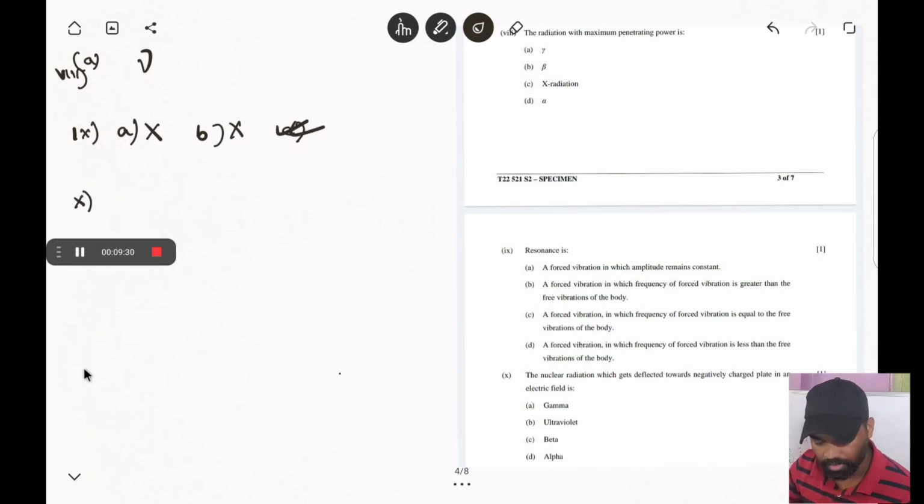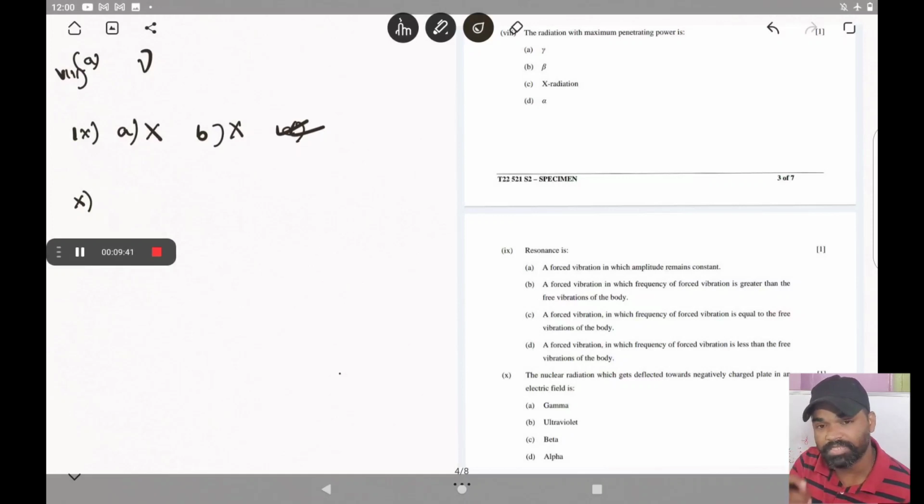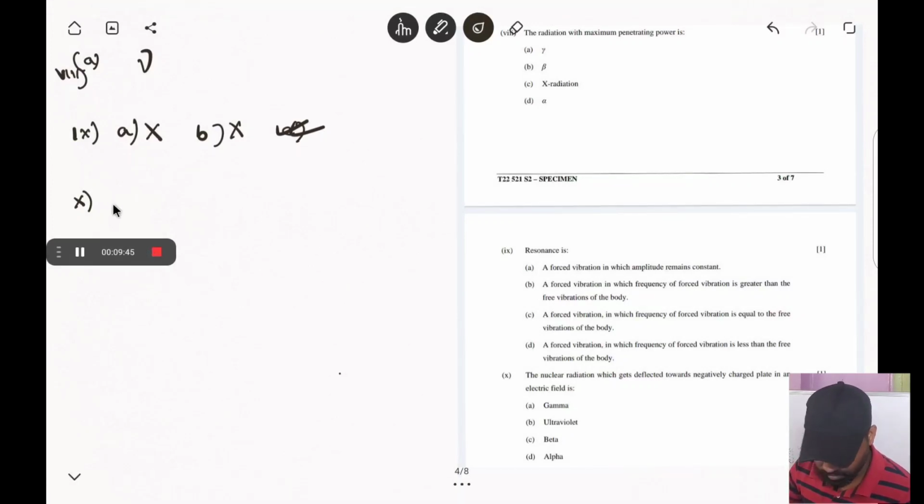Done. Number 10. The nuclear radiation which gets deflected towards negatively charged plate in an electric field. Negatively charged, which means we must have a positive body, which is nothing but alpha particle. Yes or no? So number D is my correct option. Look carefully. Alpha particle. Am I clear? This was very easy because alpha particles are double ionized helium atoms. Yes or no? So this is done.